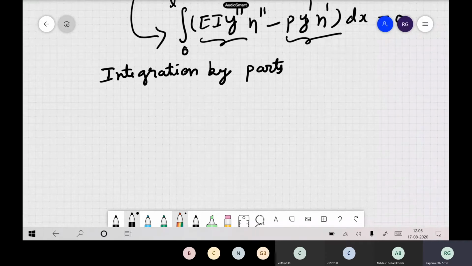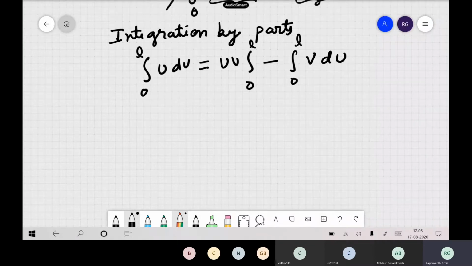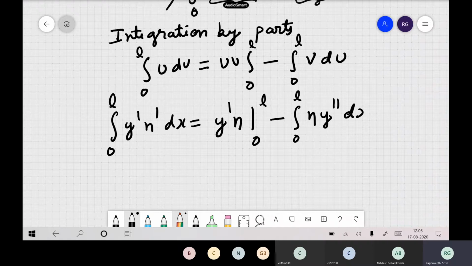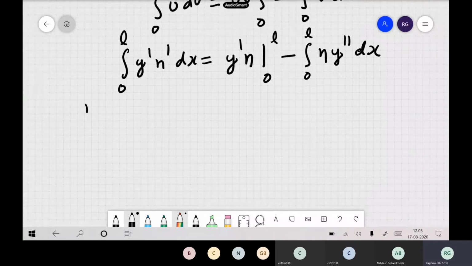When you have the integral of u dv from 0 to L, it equals uv from 0 to L minus the integral from 0 to L of v du. We use this formula. Take the integral from 0 to L of y dash eta dash dx. This term turns out to be y dash eta from 0 to L minus the integral from 0 to L of eta into y double dash dx. This is the first expression. Now eta vanishes at the supports.